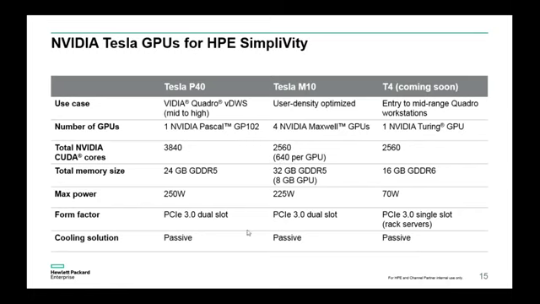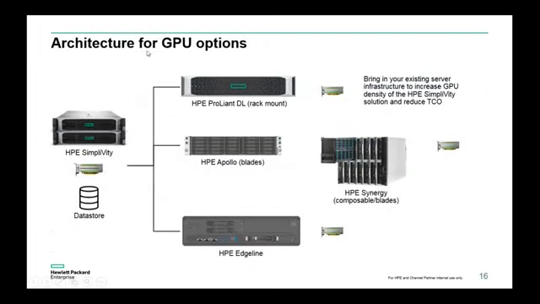And so you can see here the total memory for M10 is 32 GB GDDR5, 8 GB per GPU, the maximum power 225 watts. The form factor is PCI 3.0 dual slot, and the cooling solution is passive. Mainly this Tesla M10 will be used, and sometimes it will be used as Tesla P40. So this is the architecture for the GPU options.